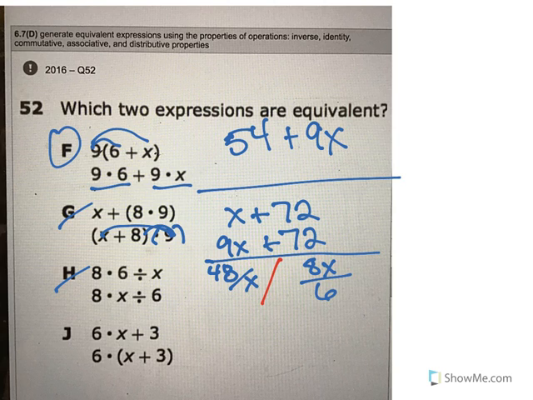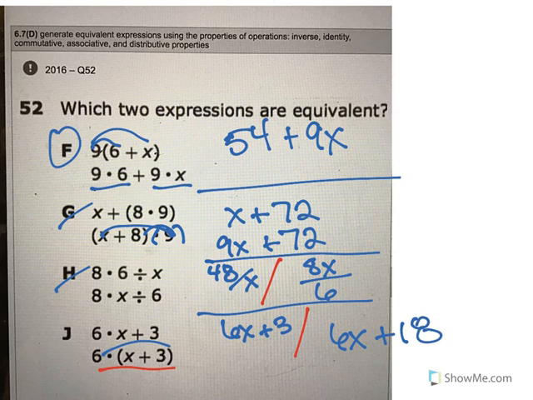Let's try J. 6 times x is 6x plus 3 is 6x plus 3. I can't do anything else to it. Let's check the bottom one. 6 times the quantity x plus 3. Now this becomes a distributive property, and so it would be 6 times x is 6x, and then 6 times 3 is 18. So again, it had the 6x, but it didn't have the same constants. So again, I'm sticking with my original answer, which was F.